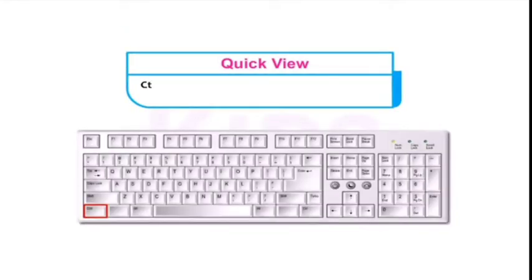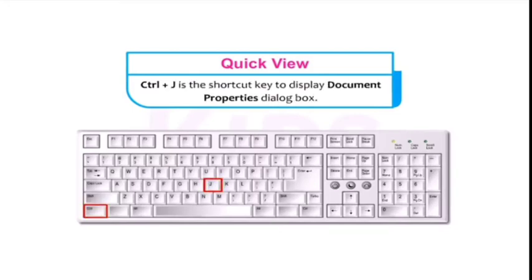Students, let me share an interesting point with you. Ctrl+J is the shortcut key to display the document properties dialog box.